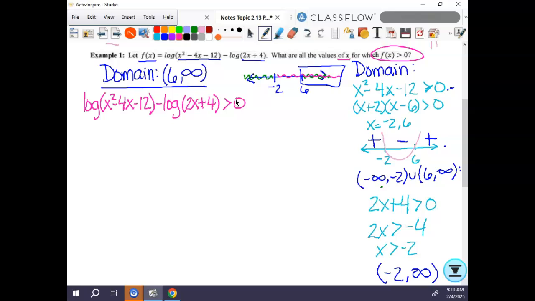Everybody with me? So on the left-hand side, I have 2 logs. Can I combine them? Yes. It's going to become 1 log with what kind of operation? Division, right? Since that's subtraction. So I got x squared minus 4x minus 12 over 2x plus 4 is greater than 0.